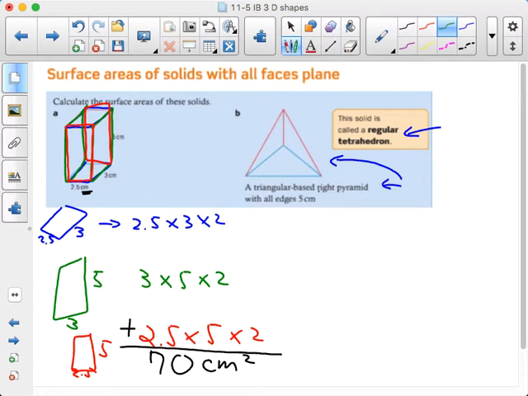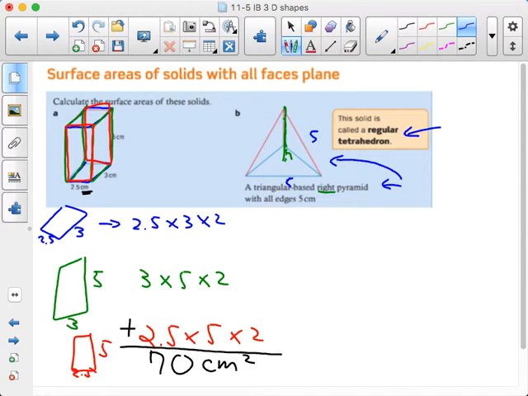You'll see a word here that says right pyramid. That just means that if you draw the vertical height right down to the base, then that height will be perpendicular to the base. That's what right means. Just like a right triangle means something with 90 degrees, a right pyramid is one where the height is 90 degrees to the base. Right, so here's our triangular base right pyramid. All the edges are 5 centimeters.